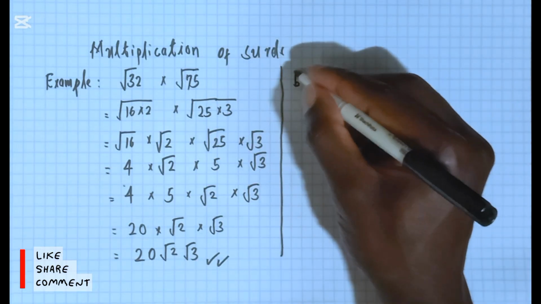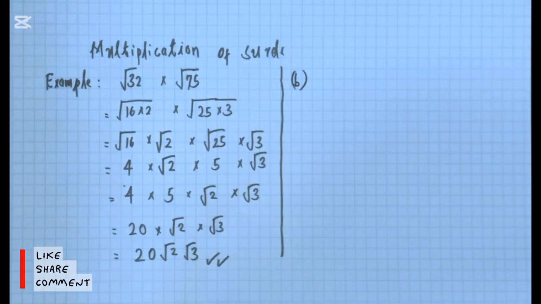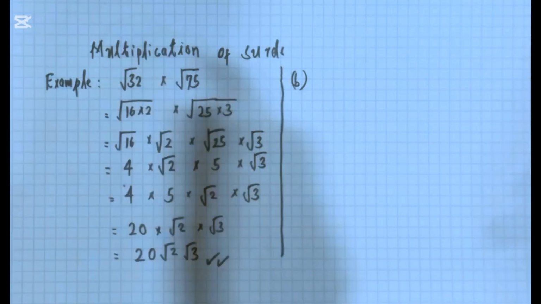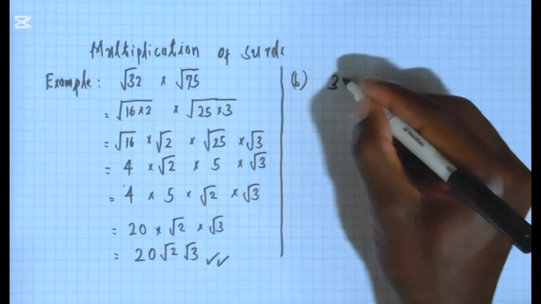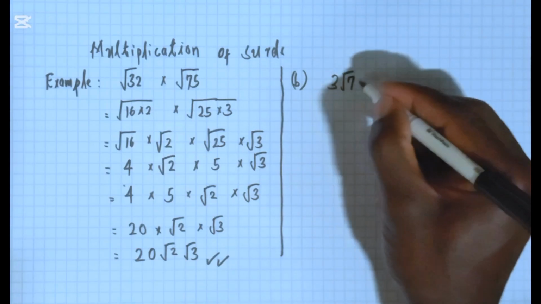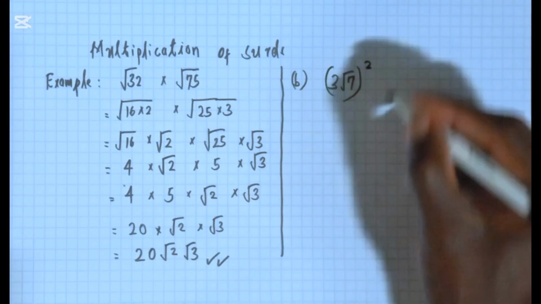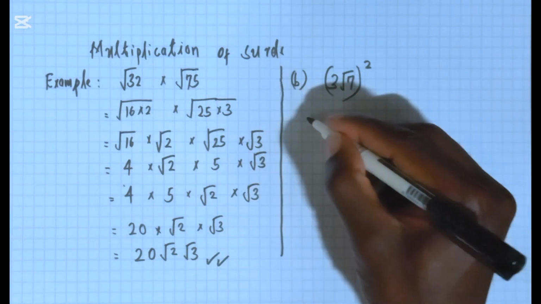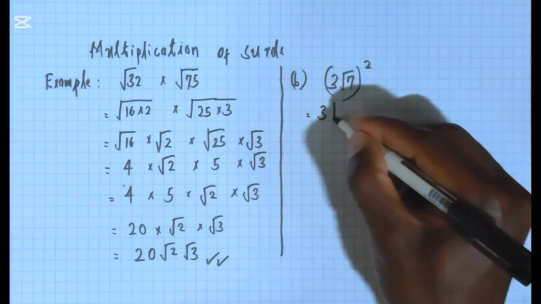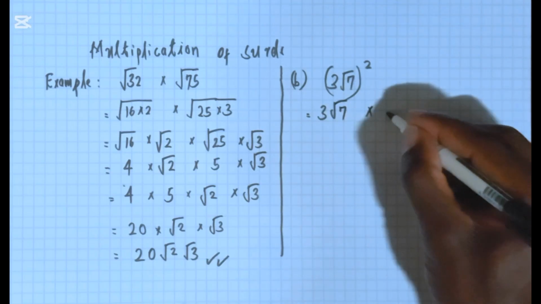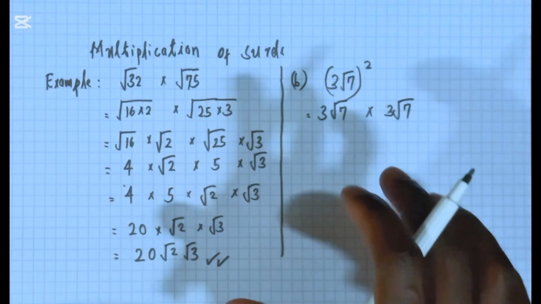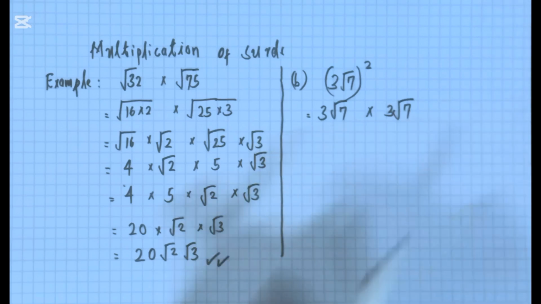So for our part B, we are going to handle a very simple problem. We're going to try to find the square of a surd. So what if you're given 3 root 7 and you're supposed to find its square? Basically this is the same as having 3 root 7 times 3 root 7. That is what that means.